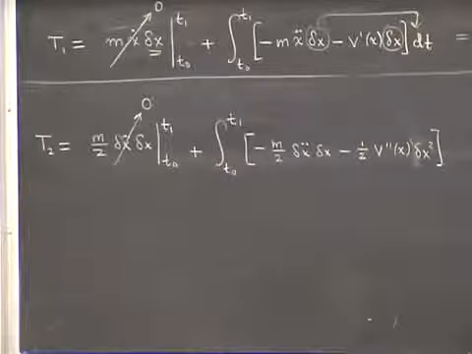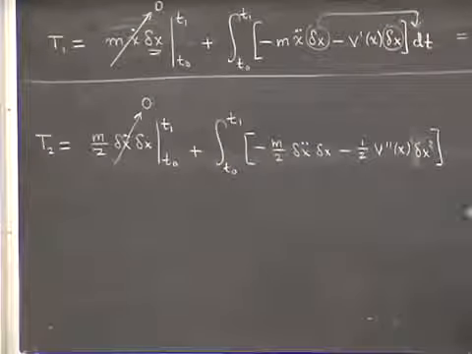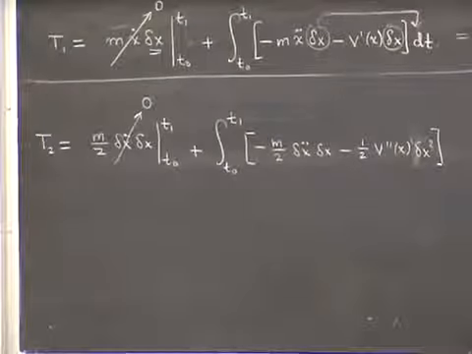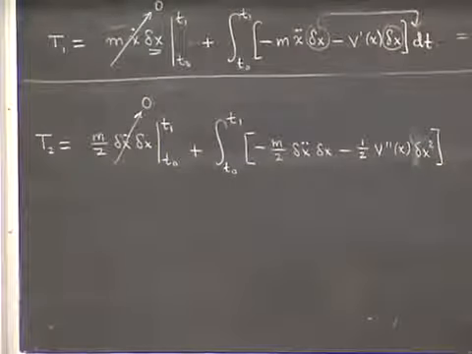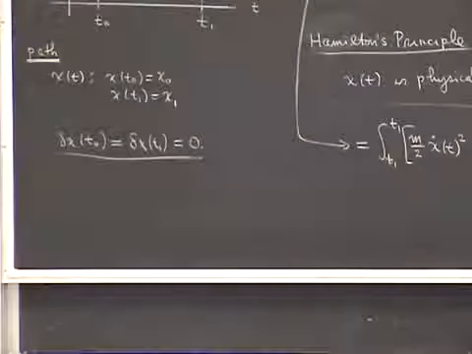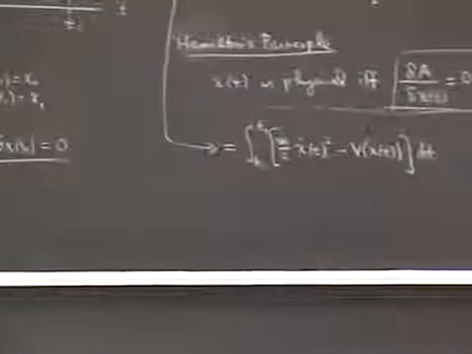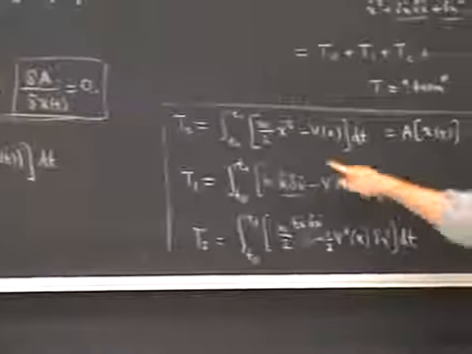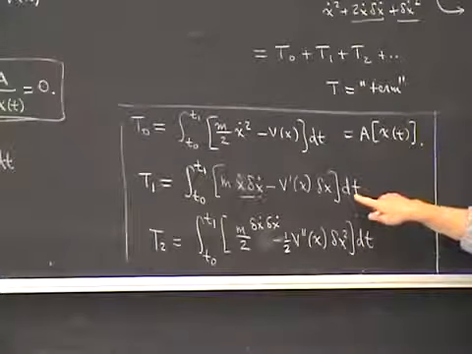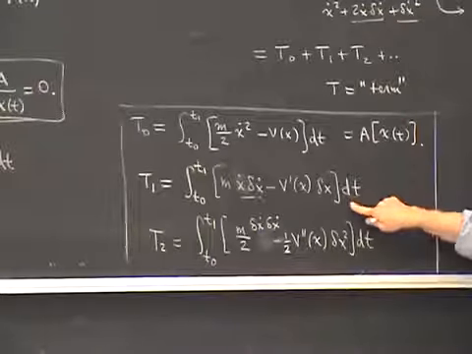I just remembered something I wanted to say a moment ago before I got launched into T2. So let me put T2 on hold and go back up to the previous board, because I want to say something, which is that T0 is the action along the unperturbed path. And as I just explained, if the path is physical, then T1 is equal to 0.